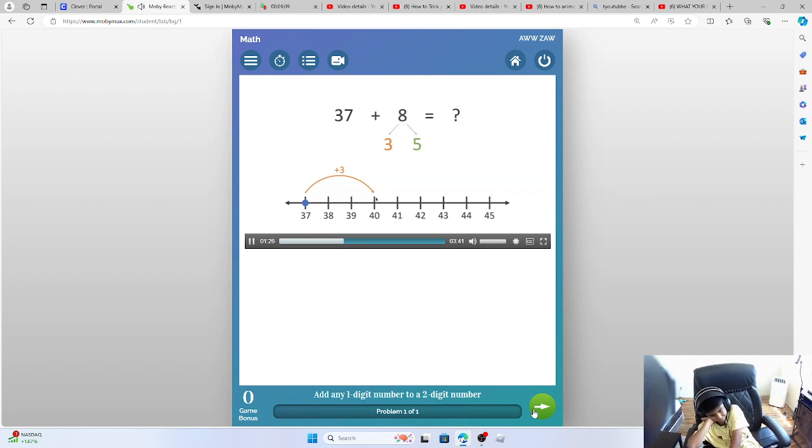Since I'm already at 40, adding 5 more is pretty easy. 40 plus 5 is 45. That means that 37 plus 8 is 45. Instead of adding 8 all at once, I added 3 to get me to 40, then I added the rest. We used a number line to show that here, but you don't have to.